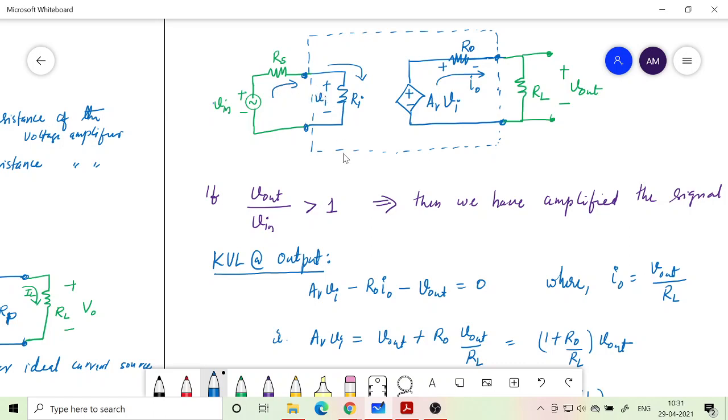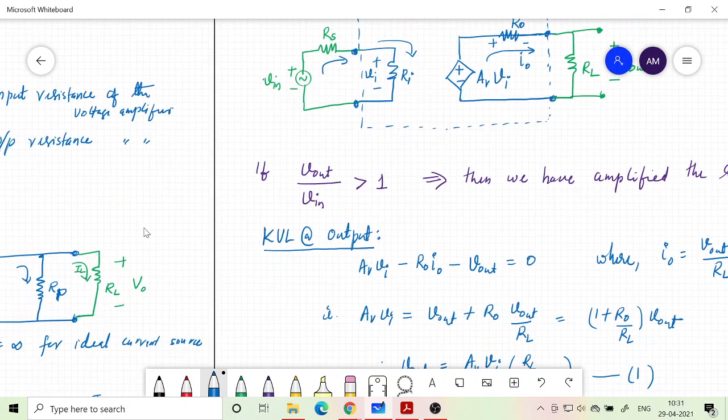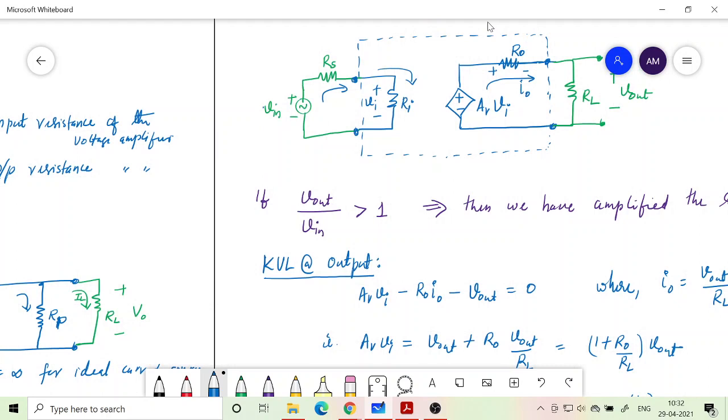Now can we find a device which has this kind of characteristics, which can be modeled like this? If we can find a device, then we can achieve it. The answer is that we can find a device with these characteristics, where AV is large, Ri is large, and R0 is small. And the answer is the transistor. Transistor is the device which would give this type of characteristics, similar to that of this block here.